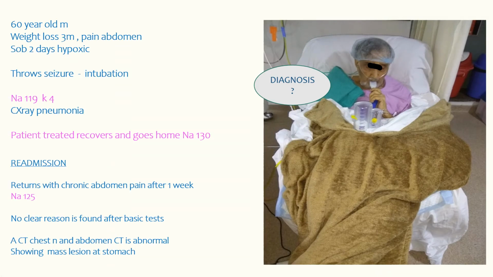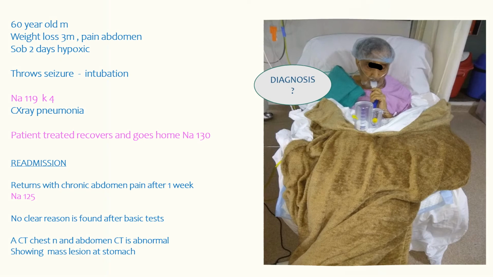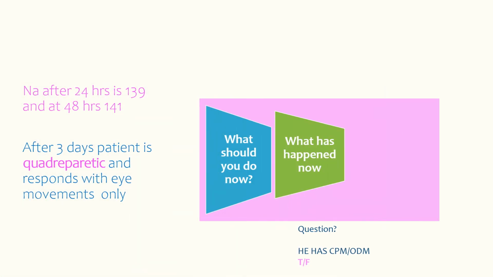Now this gentleman here has come with pneumonia and he has thrown a seizure and he recovers and is sent home. But then he is readmitted with pain abdomen and a CT shows a mass lesion. Right. So what does he have? He also has SIADH. Initially, there was a pneumonia which caused the SIADH. Subsequently, he was found to have a malignancy causing SIADH.